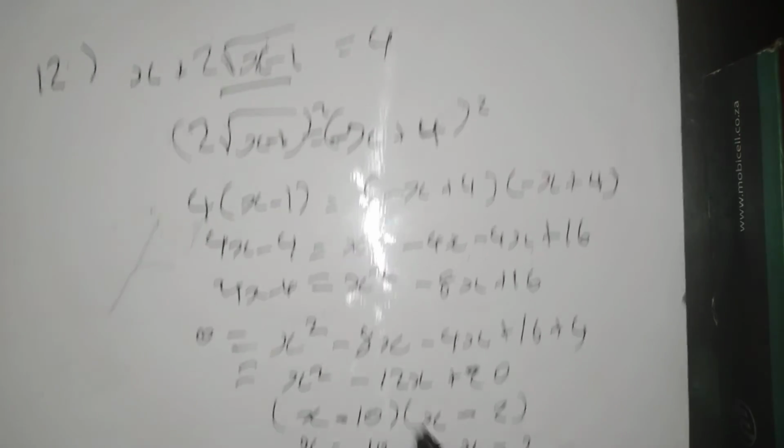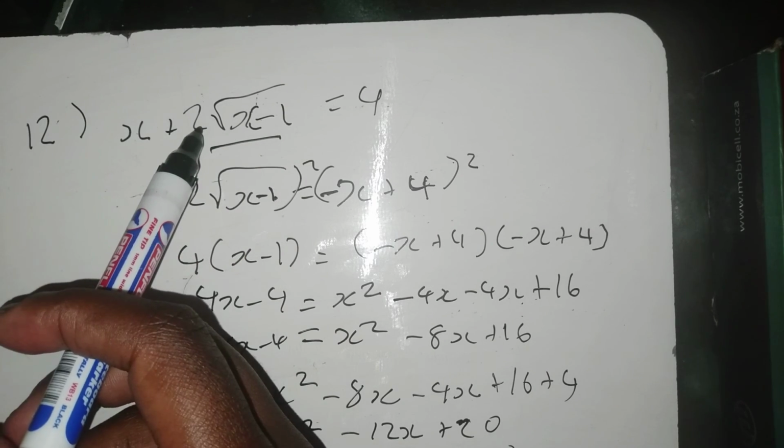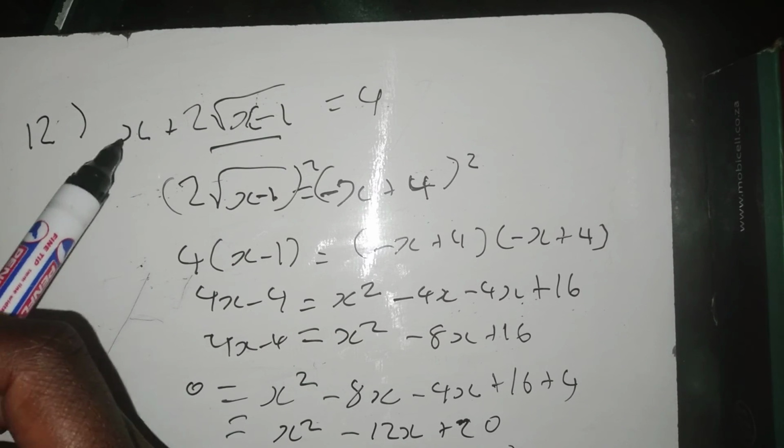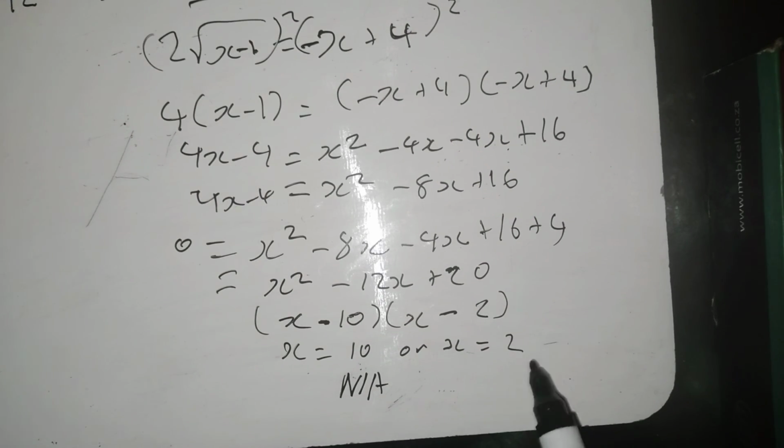Let's check this one. If x is 2, then 2 minus 1 is 1. The square root of 1 is 1, times 2 is 2. And then here I will have 2. So 2 plus 2 is 4, which equals the right-hand side. So this one is a solution, right? So there we have it.